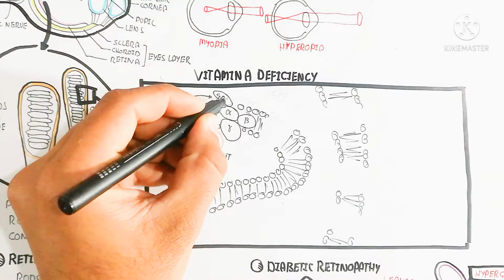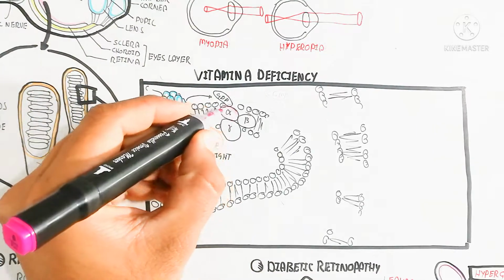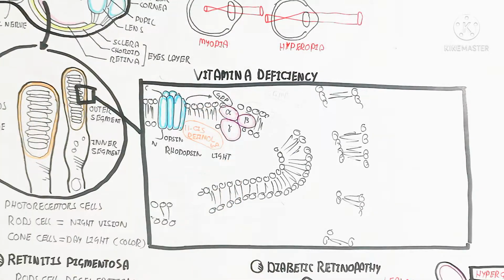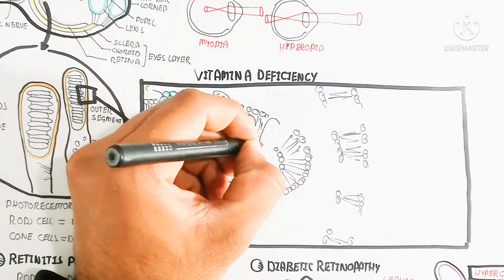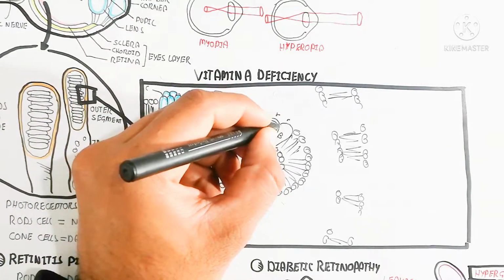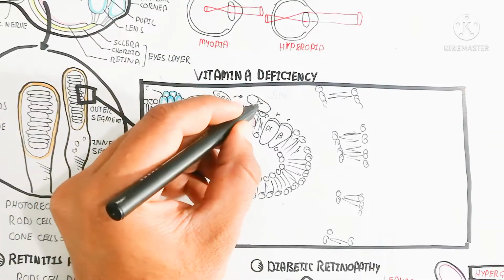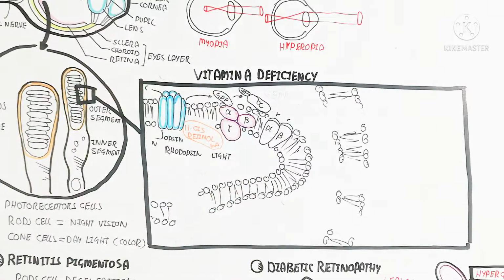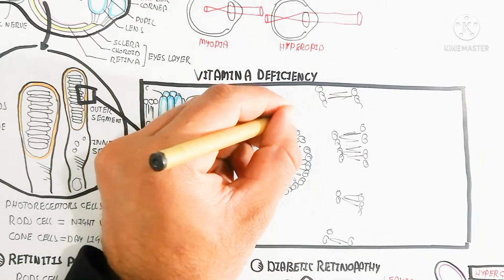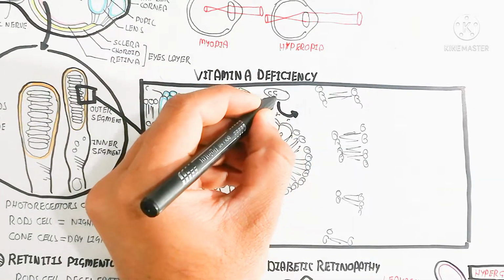So this is the inner membrane of the rod and cone cell, and the outer membrane. The inner membrane is a stack-like structure used for light absorption. Here the opsin will bind with 11-cis retinol, the vitamin A type. After this binding, in the presence of light, it forms rhodopsin.